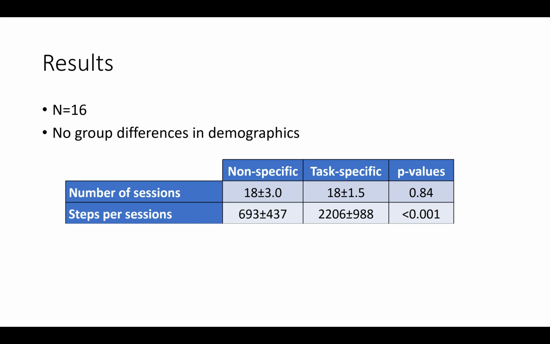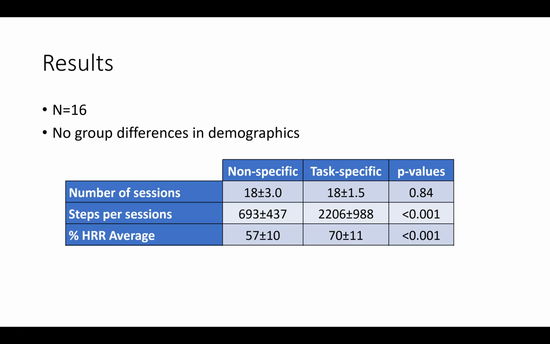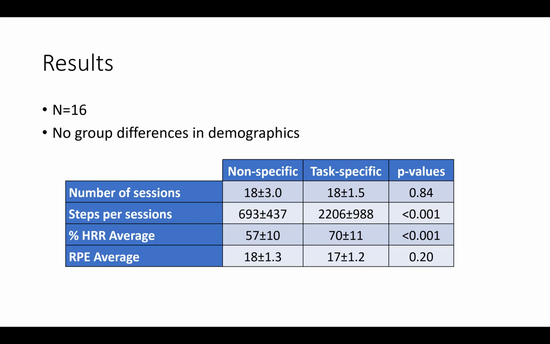There were differences in the number of steps during each training session, which was intended, because one group practiced walking and one group did not. Cardiovascular intensities of the sessions were different. I mentioned that we tried really hard to be creative in getting the heart rates up in the non-specific group, but it was really difficult with tasks like balance and strengthening to get those heart rates up. However, the RPEs were similar, so the tasks were perceived as really difficult, even though the heart rates weren't as high.